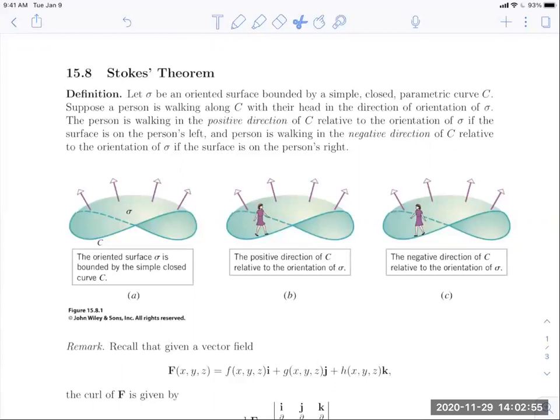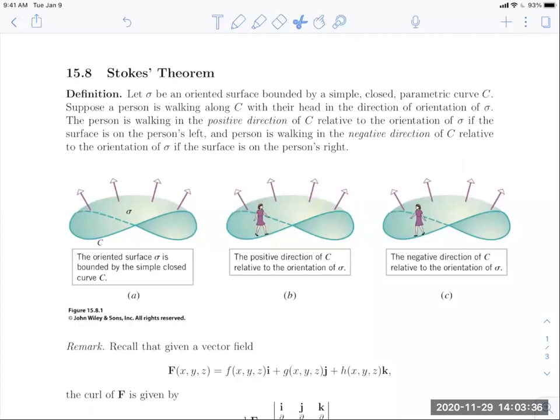Before we jump into 15.8, let's take a look at where we've been so far in chapter 15. If we go back several sections to 15.4, we introduced Green's theorem. That theorem allowed us to compute line integrals over simple closed curves via double integration. Then in the previous section, 15.7, we introduced the divergence theorem. That theorem allowed us to compute the flux of a vector field across the surface, instead of via a surface integral, as a triple integral using the divergence of the vector field.